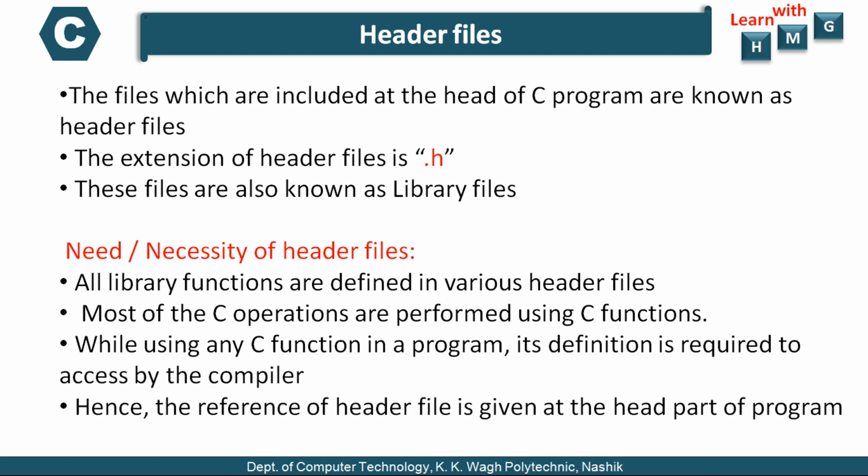This is done using the syntax: hash include, then the header file name in triangular brackets. Here hash include is the statement, and you have to write the header file name with the .h extension within the triangular brackets. Then the compiler will search this header file for the definition of the C function which you have used in your program.